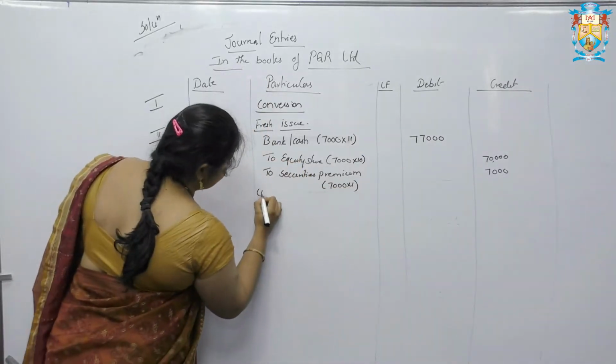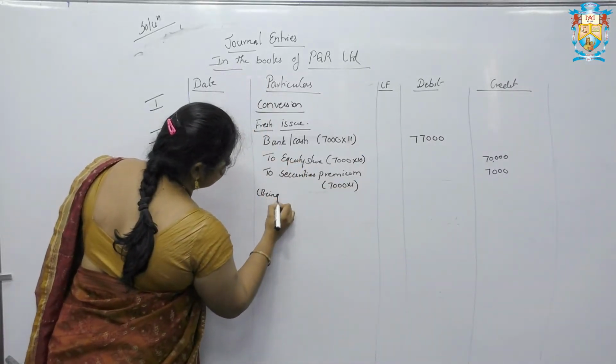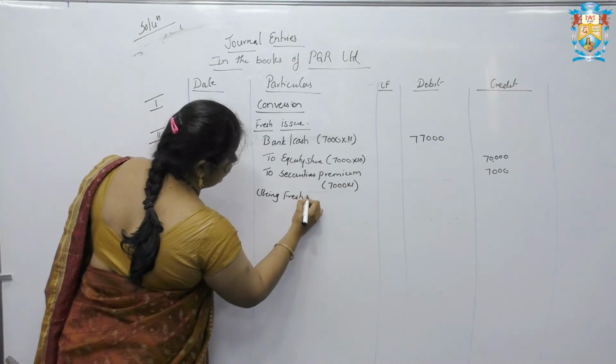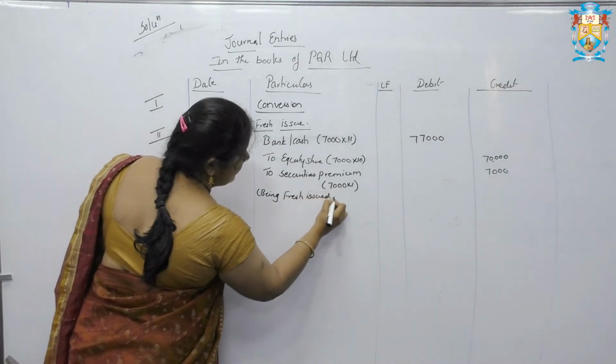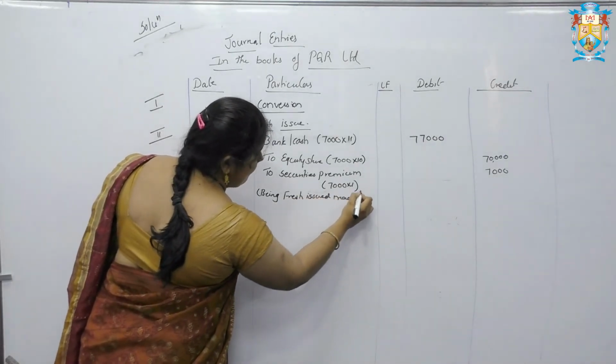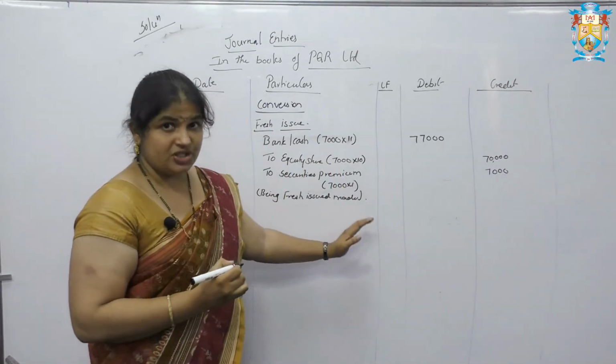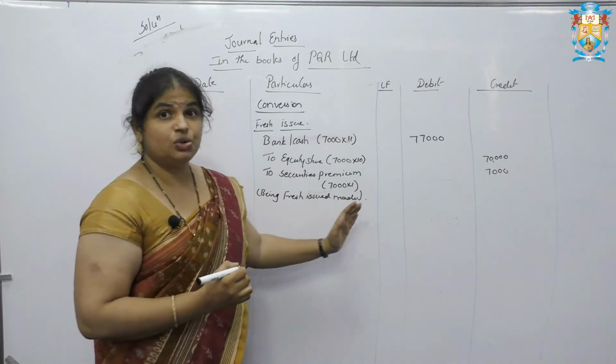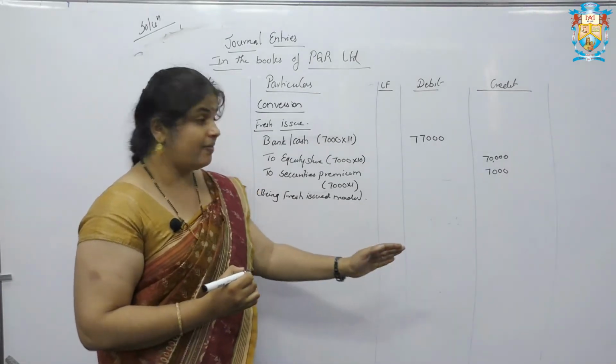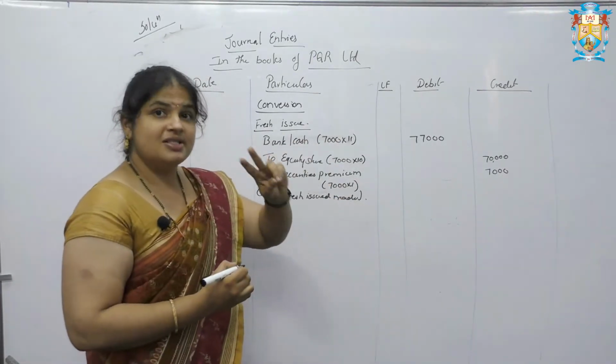You have to write the narration: being fresh issue of share is made for the purpose of redemption. So you can write being fresh issue of share is made, or you can write fresh issue of share is made for the purpose of redemption. So here we have completed the second step.